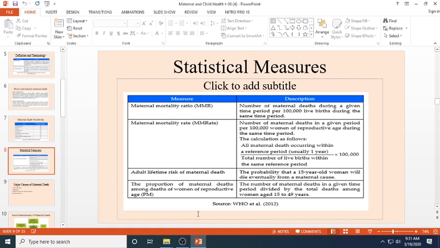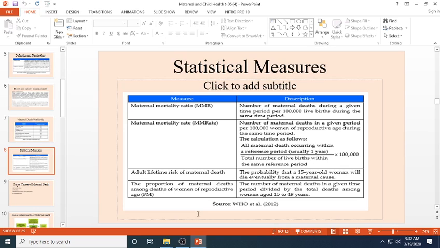You have to take all the maternal deaths occurring within a reference period. Usually we take this period as 1 year, and then you have to divide that number of deaths by the total number of live births within the same reference period and multiply it by 100,000. So what is the difference between these two, maternal mortality ratio and maternal mortality rate? The only difference is that maternal mortality ratio you give as a ratio and maternal mortality rate you give as a rate. Apart from that, no difference is there.